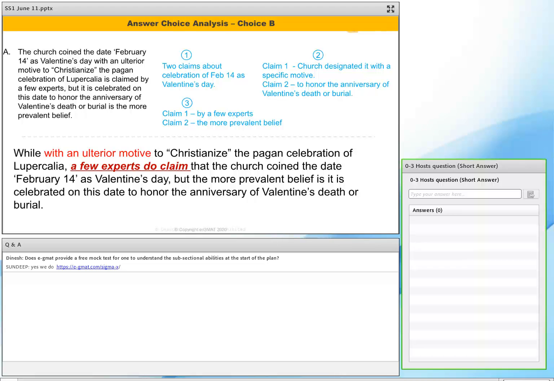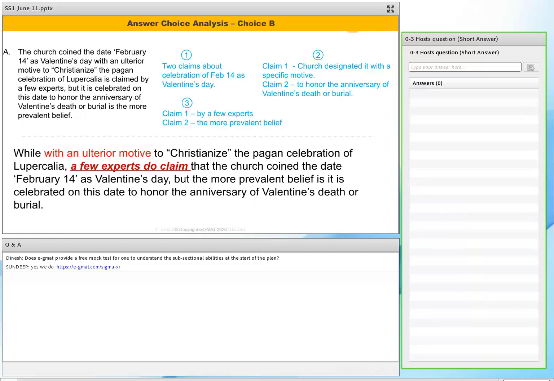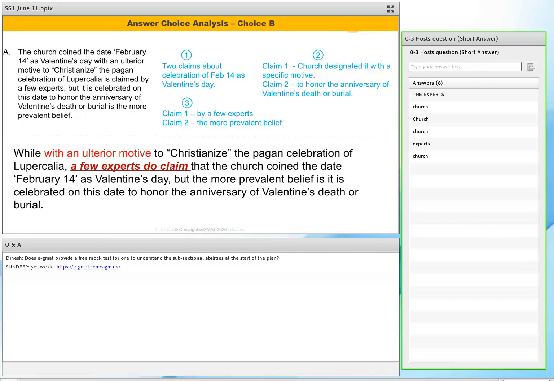So choice B says, with an ulterior motive to Christianize the pagan celebration of Lupercalia, a few experts do claim. Who has the ulterior motive in choice B? Who has the ulterior motive? In choice B, the experts, not the church. It's the experts in choice B.